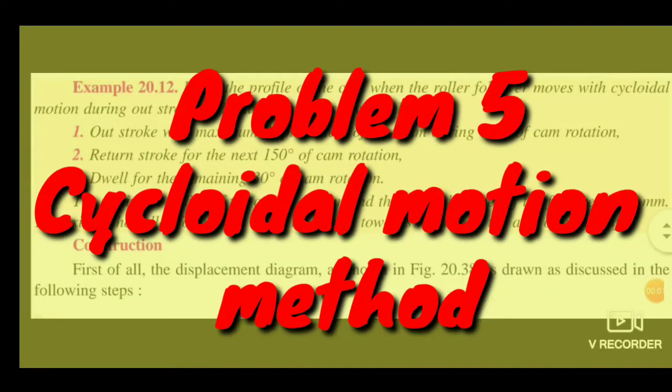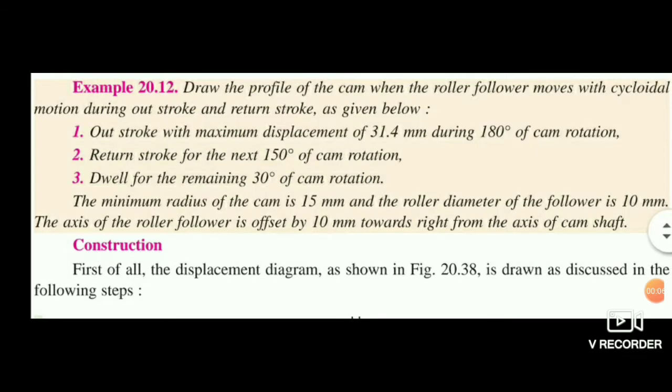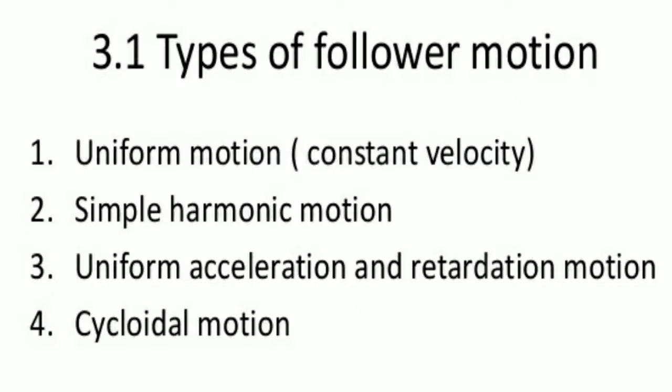So students, we'll move on to the next type. Till now we have seen different problems on uniform velocity method, simple harmonic motion and uniform acceleration retardation, UARM. And another question we have seen where the outward stroke is SHM and the return stroke is UARM, or vice versa also you can get. Now we'll move on to the next question.